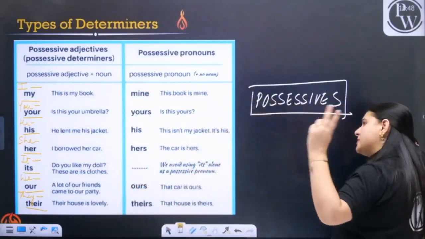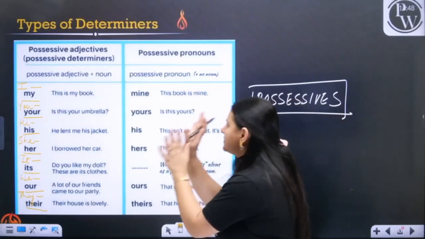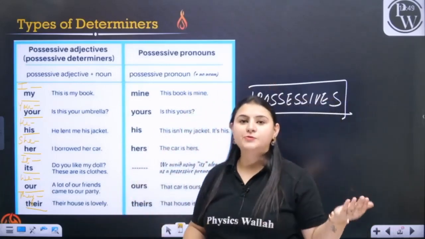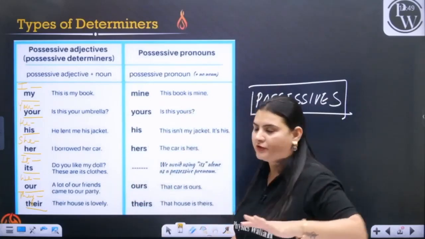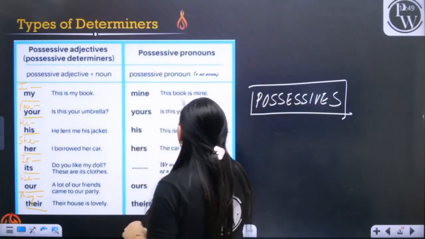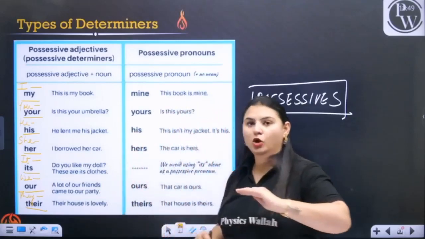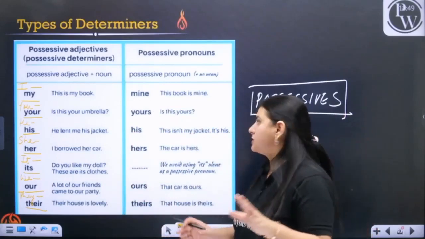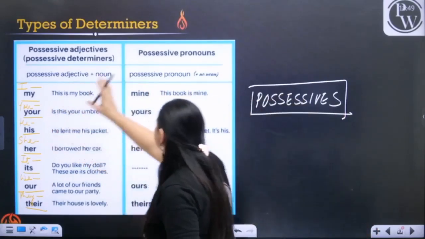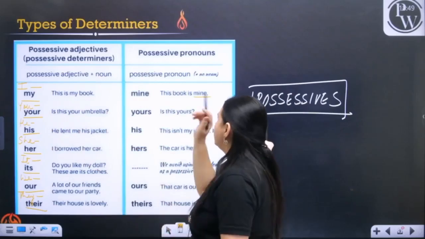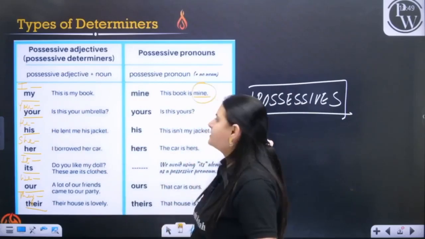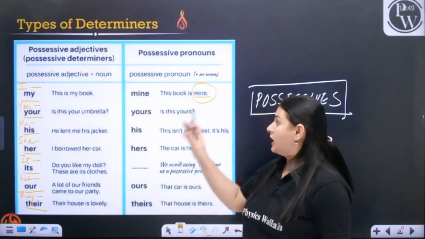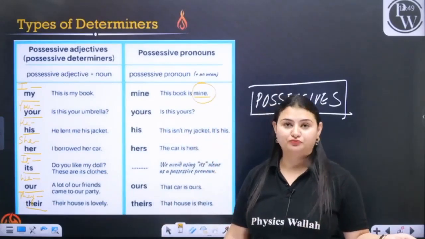Now, the possessives are also of two types, possessive adjectives and possessive pronouns. Children are often confused. People are often confused in both of these. So, let's learn it. Mine. This book is mine. This is my book. Now, mine comes in the end. This is my book. This book is mine. In this case, mine is a pronoun. Here, my is an adjective. Here, mine is a pronoun.